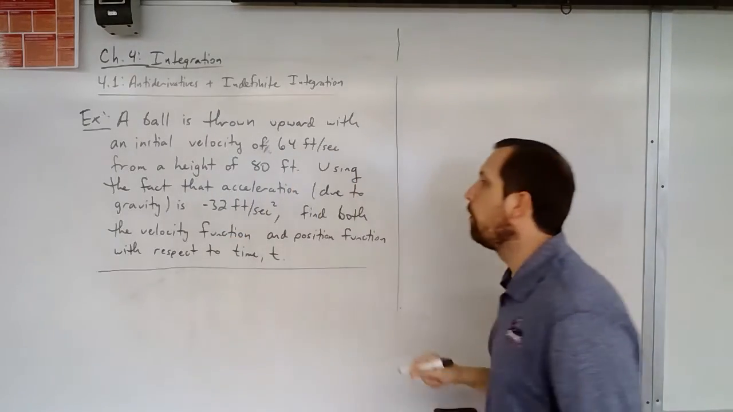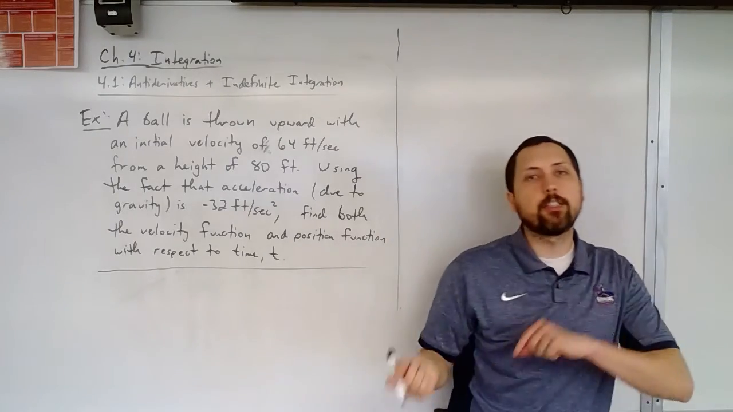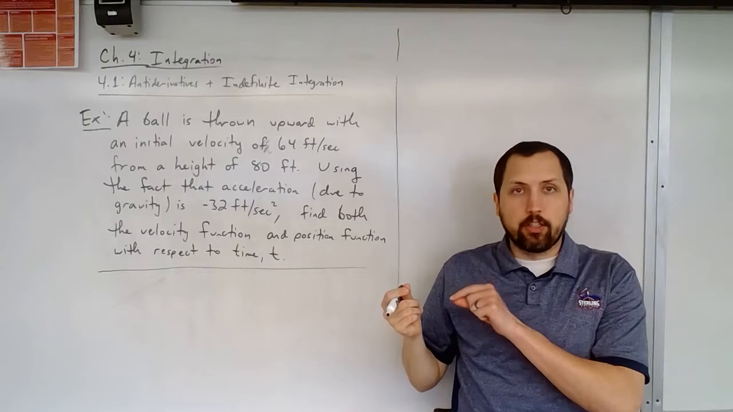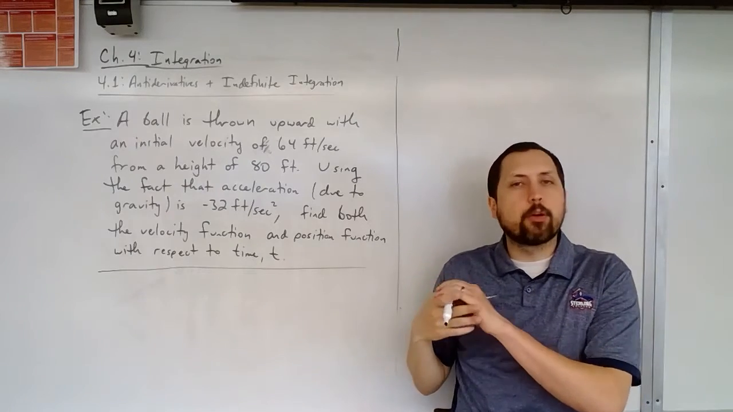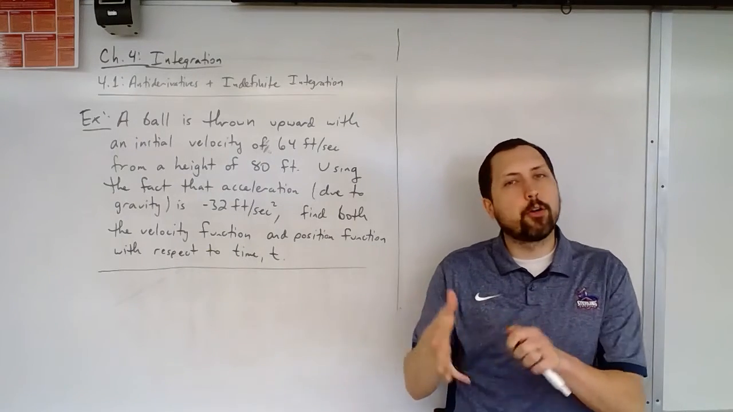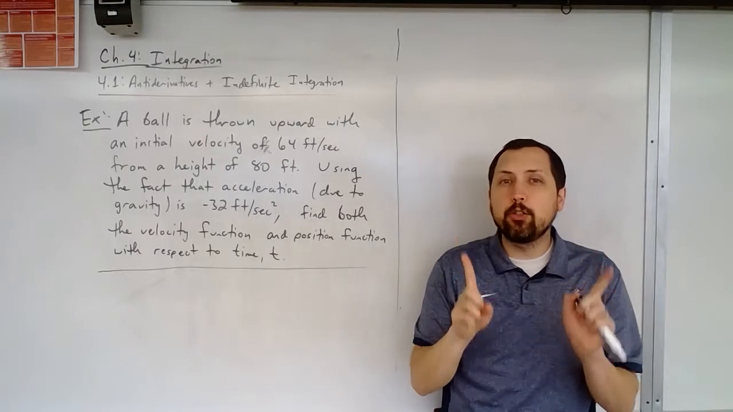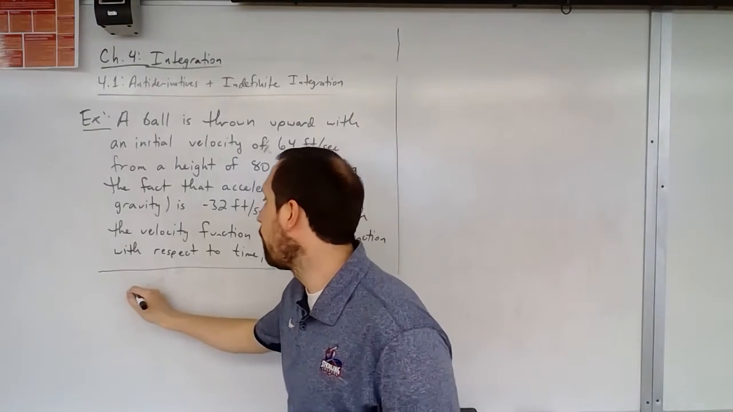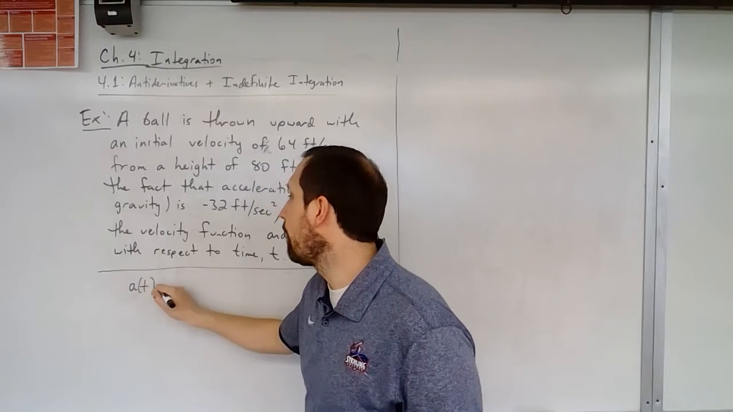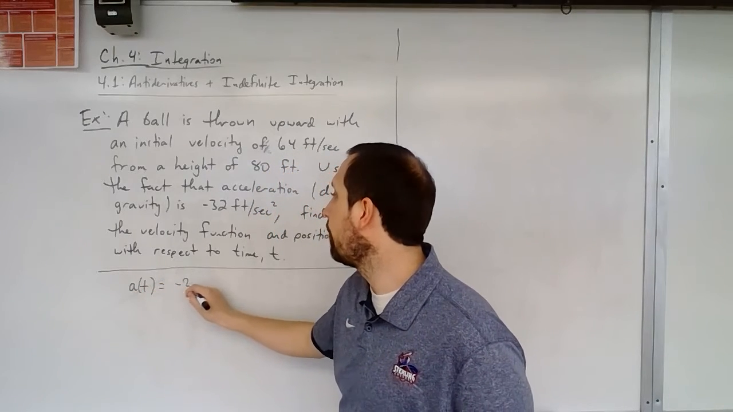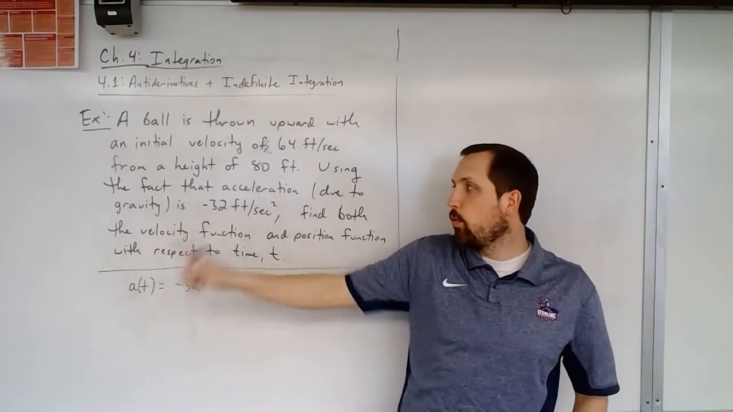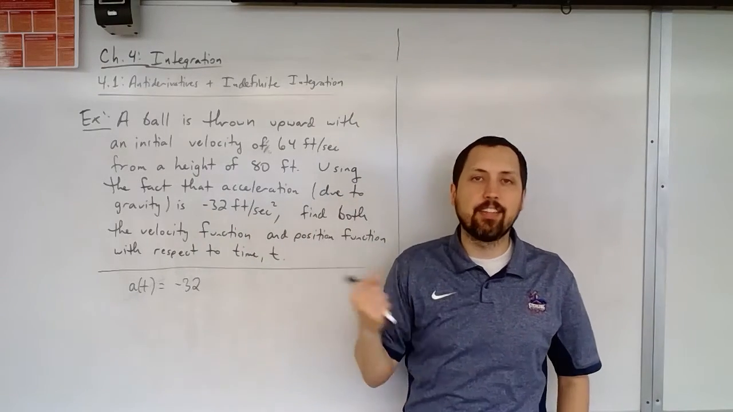So if we think about the relationship that I said of acceleration, position, and velocity, we don't know the position. We know the initial position, but we don't know the position function. And I don't know the velocity function, but I do know the acceleration function. So I know my acceleration. The acceleration function is going to be negative 32. At any given time, the only acceleration is a constant negative 32.